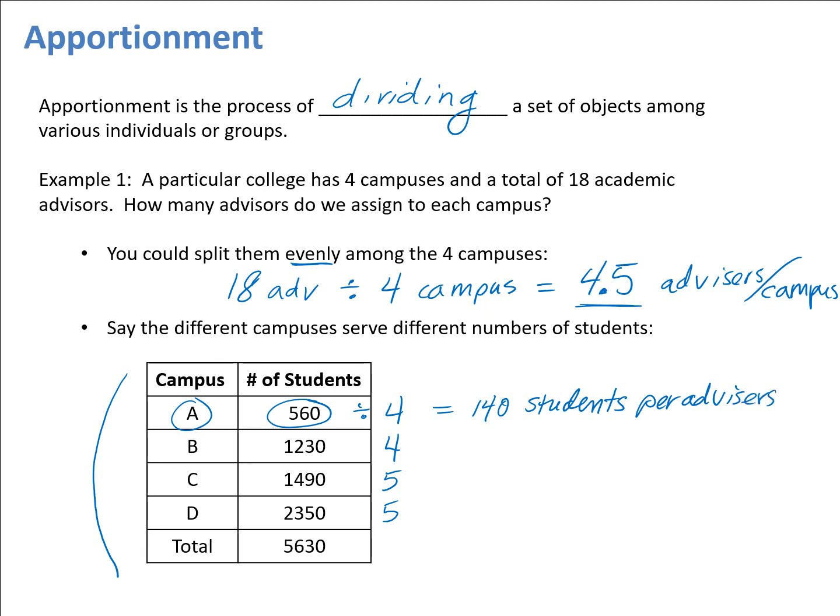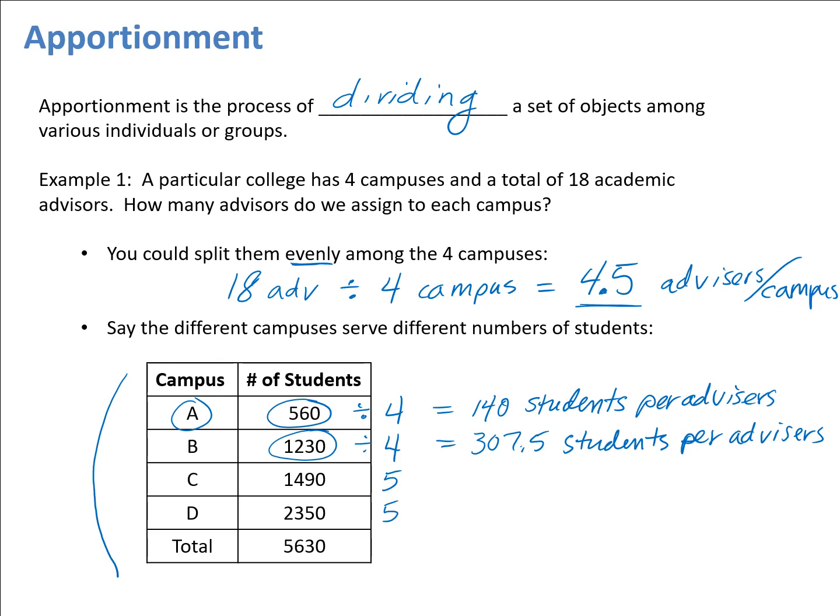Whereas Campus B, if you do the same thing, take their students and divide by 4, because they have 1,230 students, you end up getting 307.5 students per advisor. That's a lot more students that the advisors at Campus B are having to advise. And you might say that's not fair.